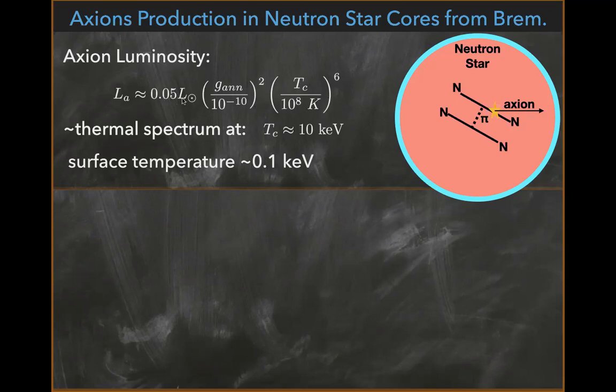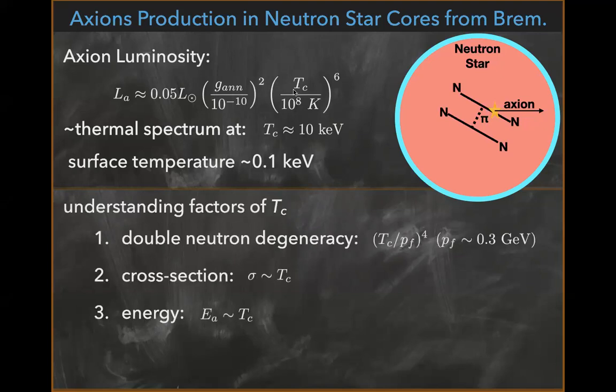But just to reiterate, the spectrum of axions which comes from this process is going to be roughly thermal. Core temperature is typically about 10 keV for the neutron stars I'll be looking at, whereas the surface temperature is much lower. So let's at least understand the scaling in T_C to the 6.